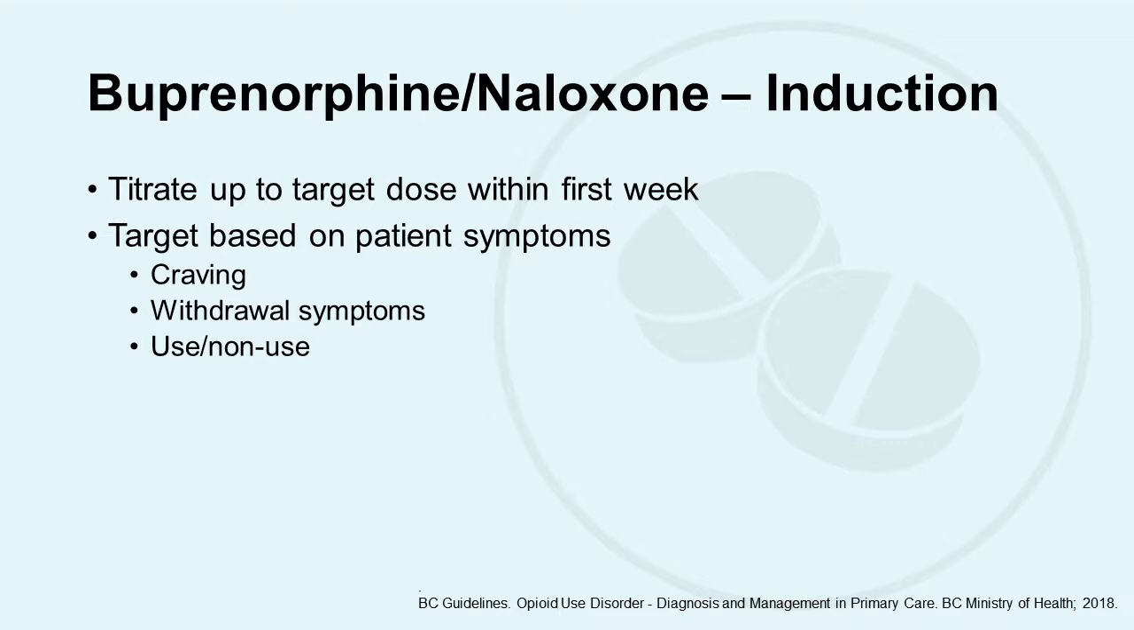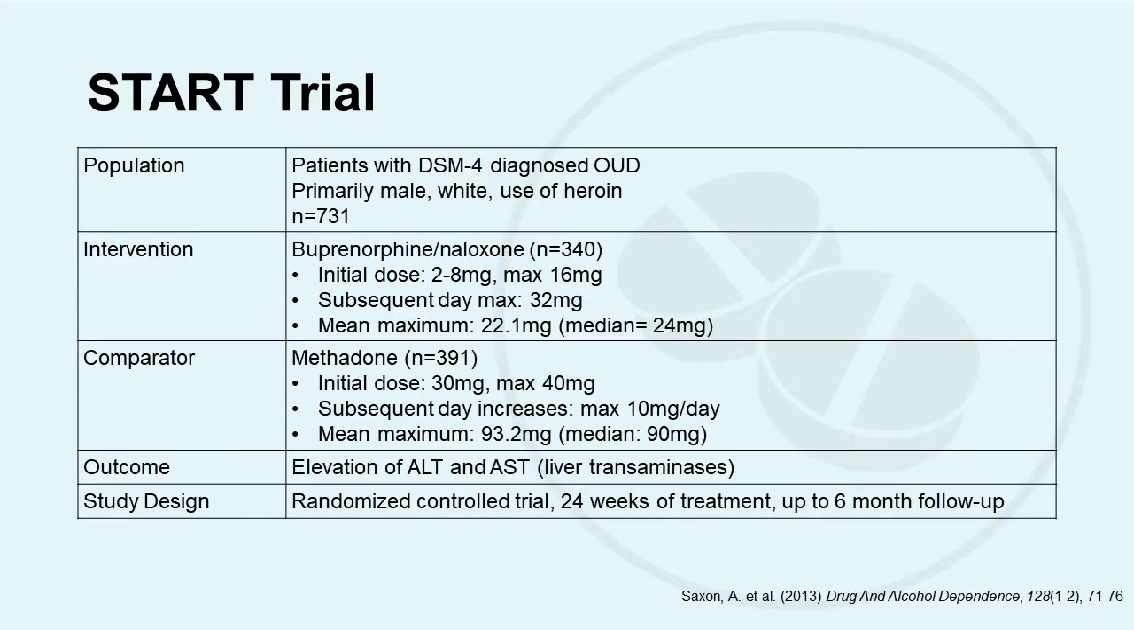Buprenorphine and naloxone induction is more complicated in the beginning due to the patient being in active withdrawal, but titration to optimal dose is much faster than with methadone. The START trial looked at buprenorphine and naloxone in combination versus methadone with respect to its impact on liver damage. It was a randomized controlled trial.